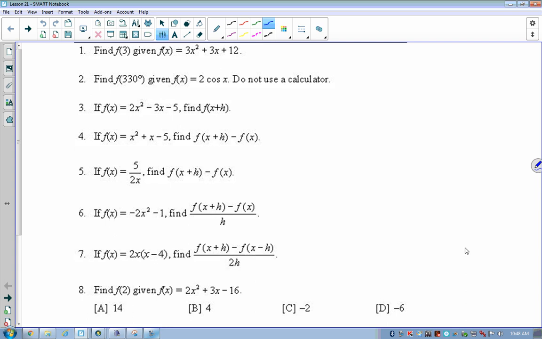Okay, we're going to be working quickly here through 21 and 22, so we can do 23, 24 tomorrow.